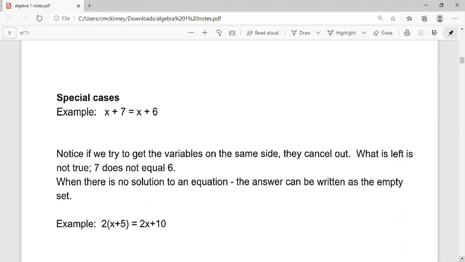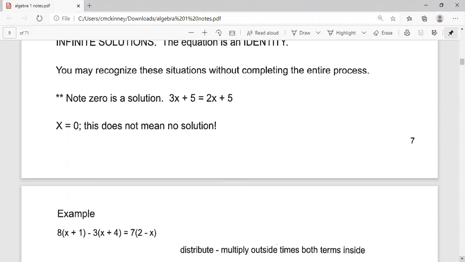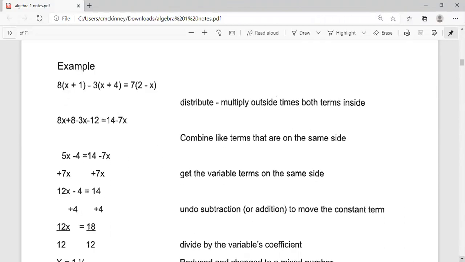We're going to skip over these special cases and we'll come back to that in a few. This is a very long example, as you can see, that goes through all the steps, right? You have to use every one of those steps for this. So in this case, we distribute. We took the 8 times the x, the 8 times the 1. We had to distribute in 3 different places.